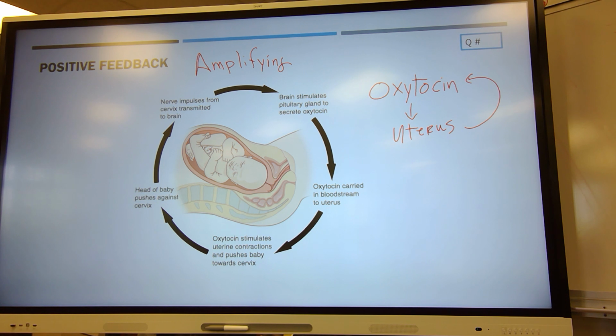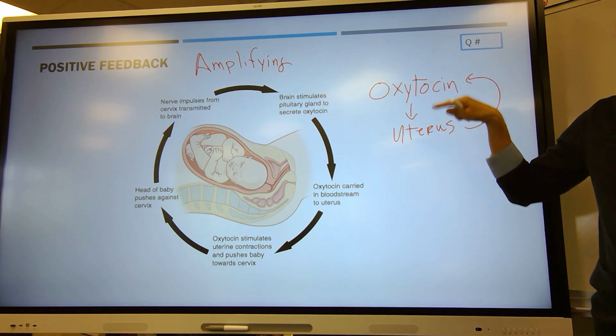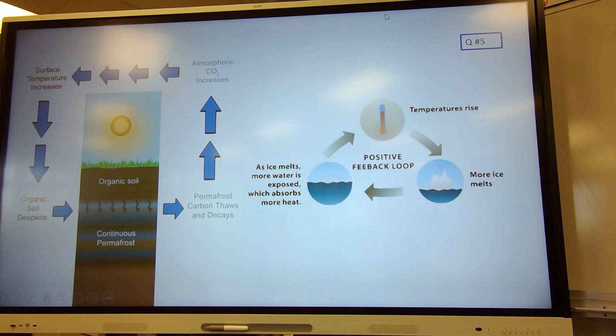What happens if you hold the microphone in front of the speaker? You get the feedback because the sound is going through and feeding back on itself and amplifying. And so the same thing here: you keep doing this and doing this. More oxytocin, stronger contractions, more oxytocin, stronger contractions. Baby.